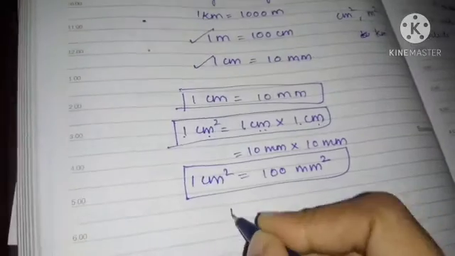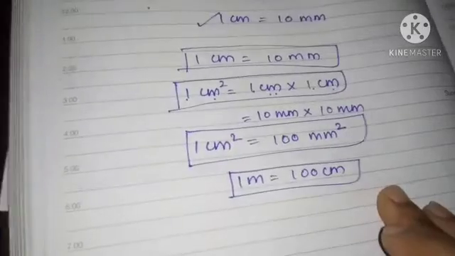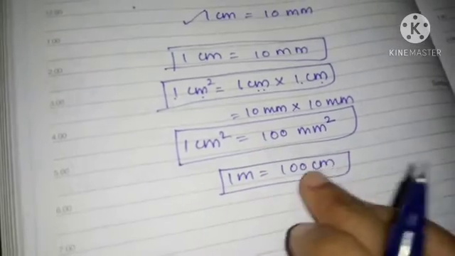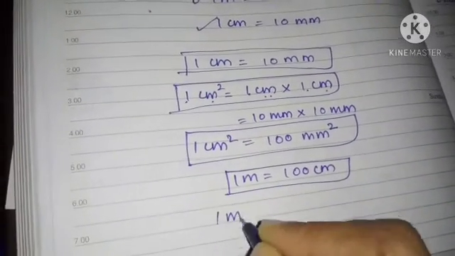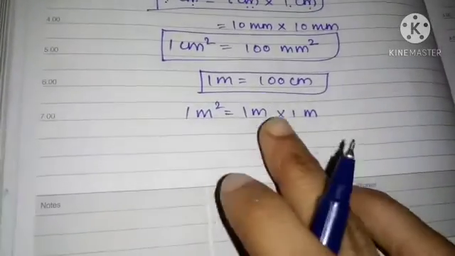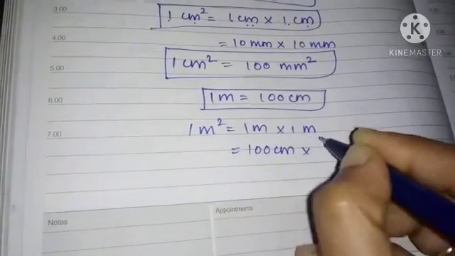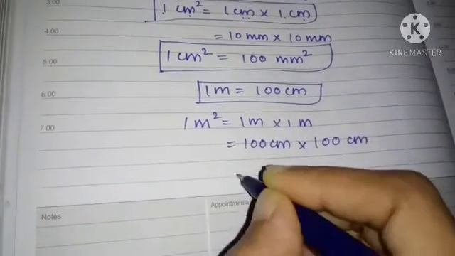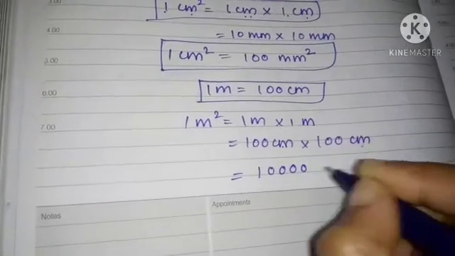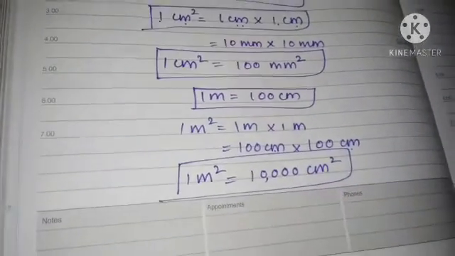Okay, so you know 1 meter is equal to 100 centimeter. Now we should find the answer of 1 meter square is equal to dash centimeter square. So 1 meter square means 1 meter into 1 meter, correct? So how will we convert this meter to centimeter? 1 meter is equal to 100 centimeter. 100 into 100, 4 zeros you will put. Centimeter into centimeter, centimeter square. Our 1 meter square is nothing but 10,000 centimeter square.